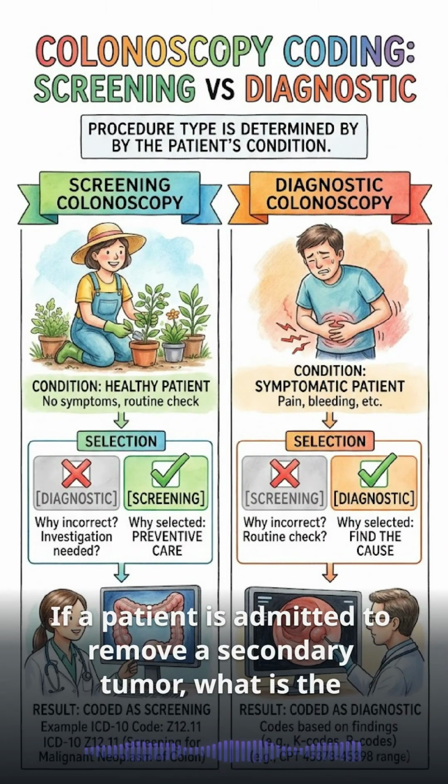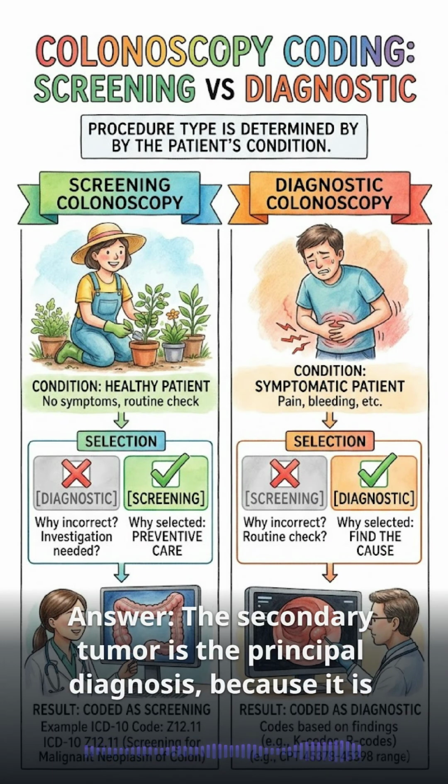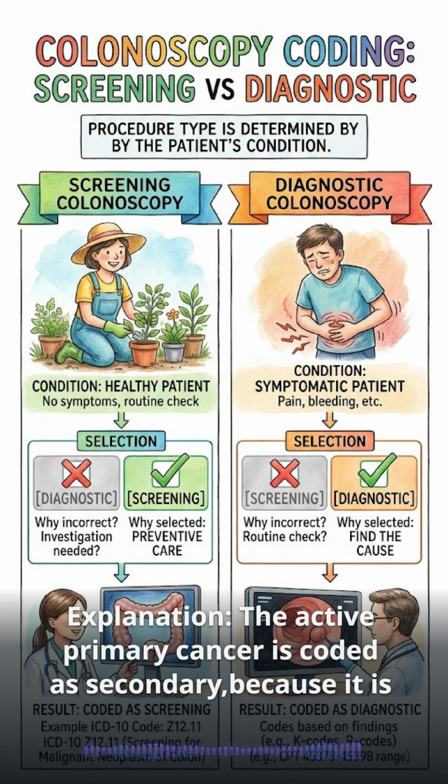30. If a patient is admitted to remove a secondary tumor, what is the principal diagnosis code? The secondary tumor is the principal diagnosis, because it is the main reason for the surgery. The active primary cancer is coded as secondary, because it is not the main surgical target.